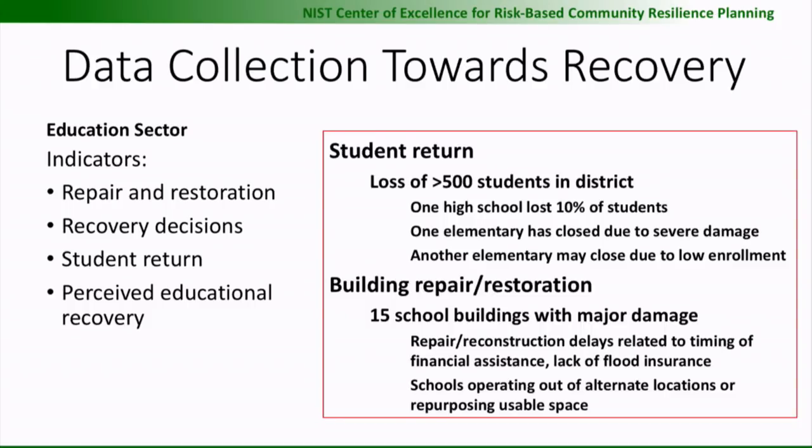There have been major losses in the students in the school district. In fact, one high school has lost 10% of their students. One elementary school shut down immediately after the flooding, as all of them did, but never opened back up because the damage was too severe. Another elementary school is facing right now a closure decision due to low enrollment. Repair and reconstruction progress has been slow for some school buildings, and the timing and the receipt of incoming financial recovery resources is a major contributor to that. And in the meantime, many of these schools are operating out of other alternate locations, which has had negative impacts on some of the students.